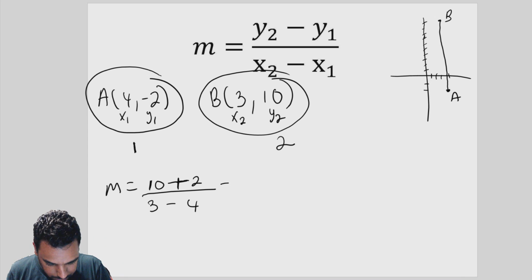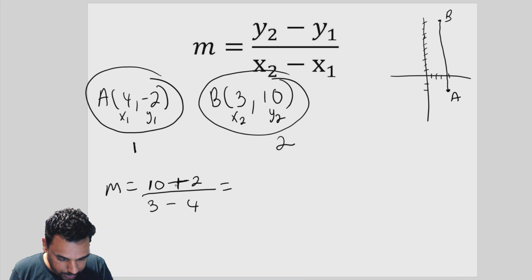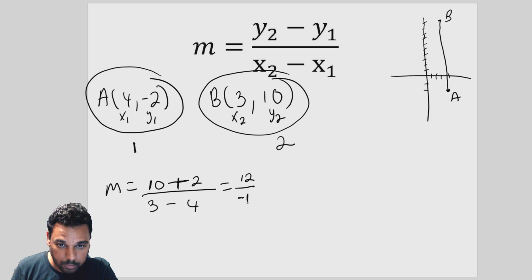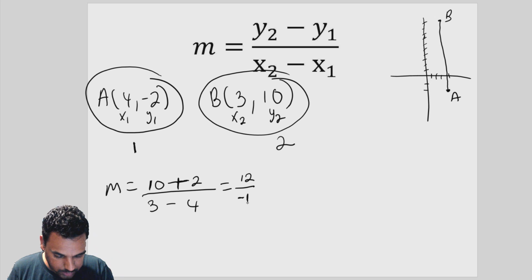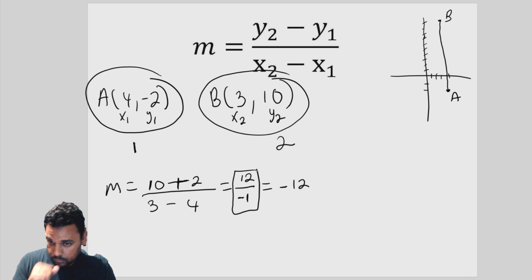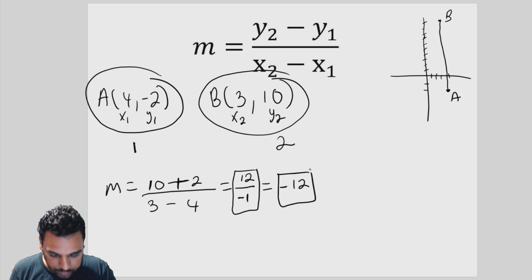All right, so let's work that out. 10 plus 2 is 12. And 3 minus 4 is -1. Remember, the bigger number is being subtracted from the smaller number, so you're going to end up with a negative amount. And what's 12 divided by -1? Well, that's just -12. So your slope is -12 over 1. Your rise is 12. Your run is 1 or -1. Or you could just leave your answer like this, -12.